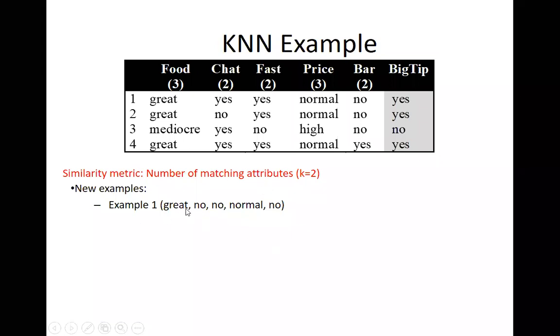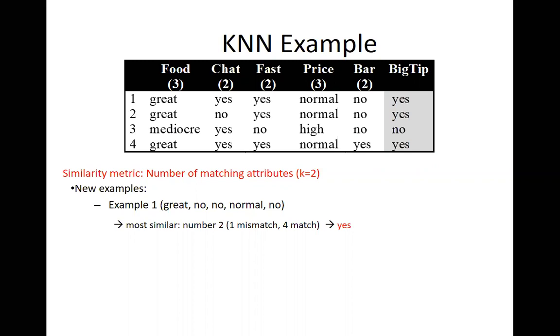Try to understand. This example, are you going to classify it as positive or negative? See, the first similar match is example 2: 4 match, 1 mismatch. If you compare the new data with example 2, it is the most similar match, very closest to example 2. And what is the label? Yes. And the k value is 2, so we have to find one more example to which it is very close.